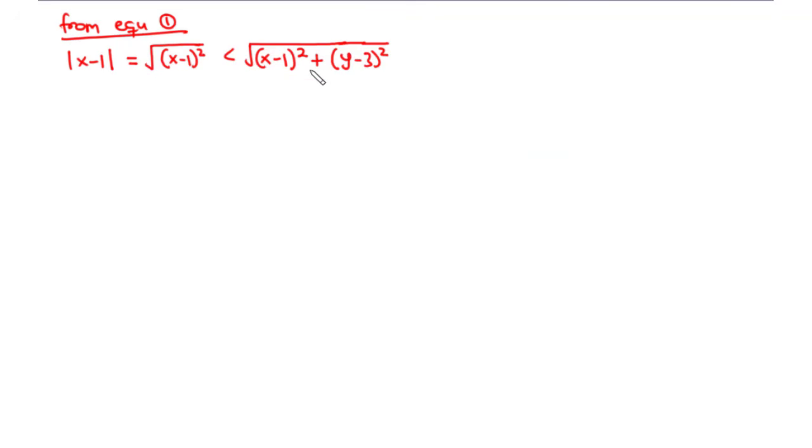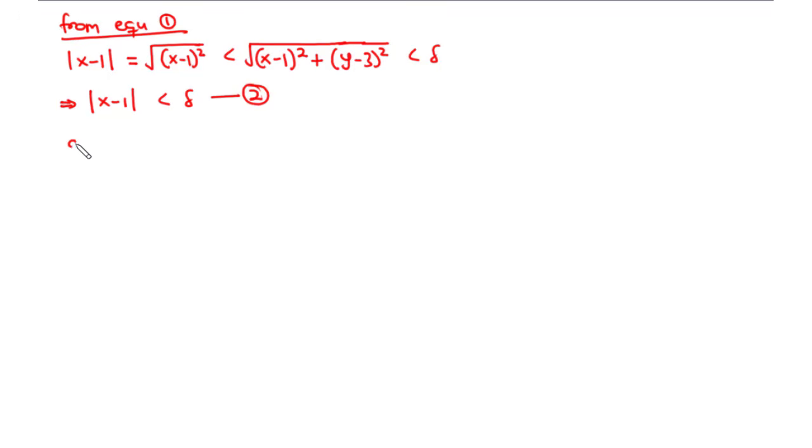So that is what we have here. The square root of this, we say it is less than delta. So actually we have the absolute value of x - 1 to be less than delta. We call this equation 2.